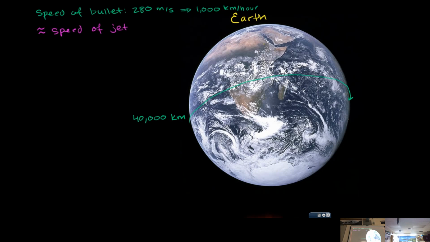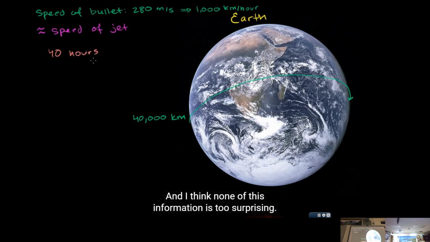40 hours to go around the Earth. And I think none of this information is too surprising. You might have taken 12 or 15-hour flights that get you not all the way around the Earth, but get you pretty far, San Francisco to Australia or something like that. So right now, these aren't at scales that are too crazy. Although, even for me, even the Earth itself is a pretty mind-blowingly large object.